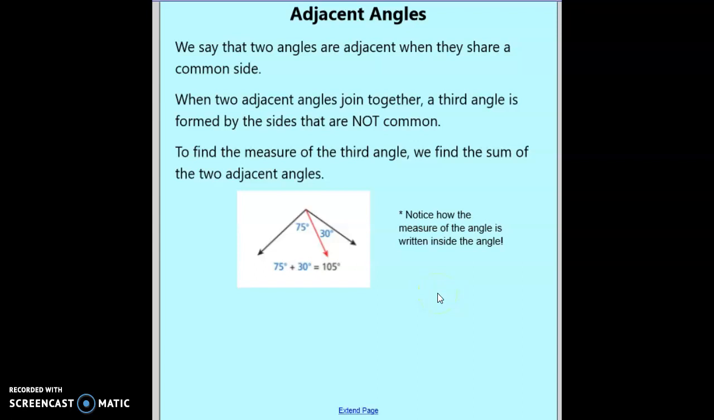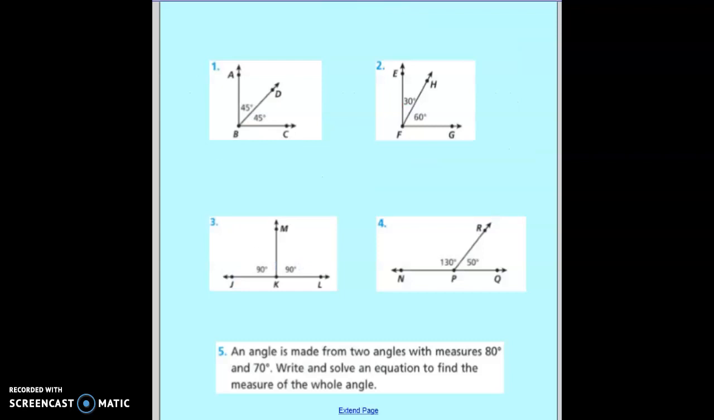Notice how the measure of the angle is written inside the angle. That's going to be really important. You've got to notice. They'll tell you, here it is. This is 75 degrees. This one's 30 degrees. At some point, maybe they'll only give you this one and the whole one, and you'll have to figure out this one. That's in the future. So pay attention to certain things about this because that's what we're practicing today. We are going to be composing angles. Let's take a look.